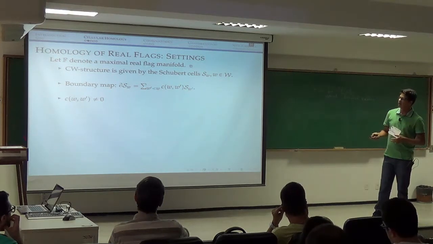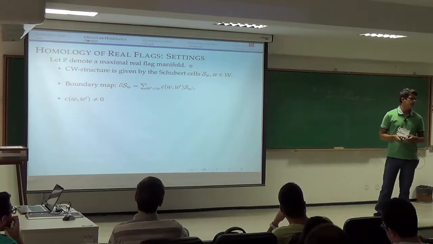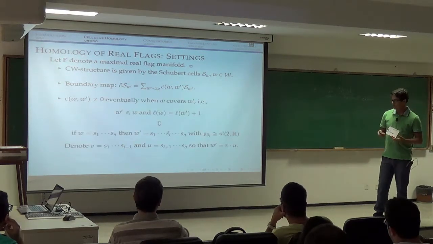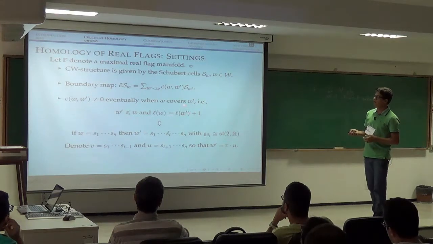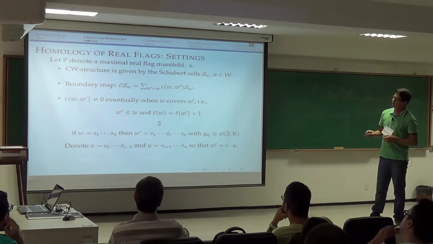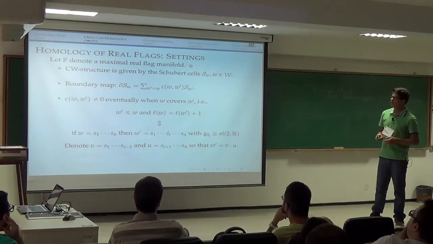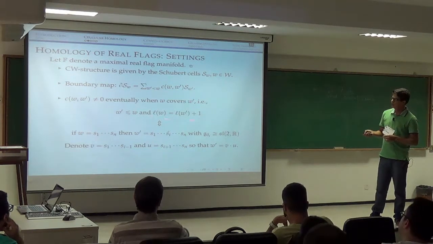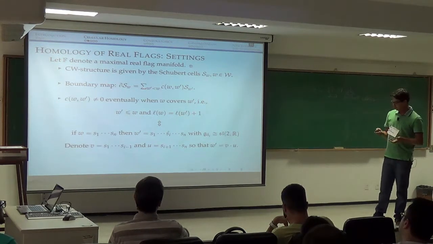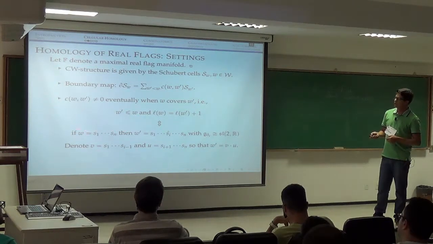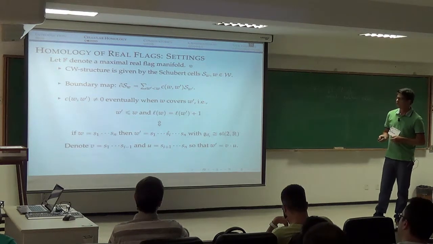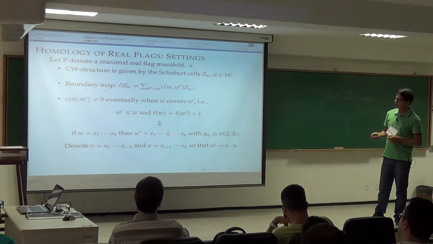But in the real case, we may have some non-zero coefficients, and it's non-zero eventually when we have a covering relation. W' is comparable to W in the Bruhat order, and they differ in length by one. This is equivalent, in terms of the reduced decomposition, to saying that if we start with a reduced decomposition of W, S1 to Sn, then W' is obtained by deleting one of these Si. And the corresponding root has the algebra isomorphic to SO2.